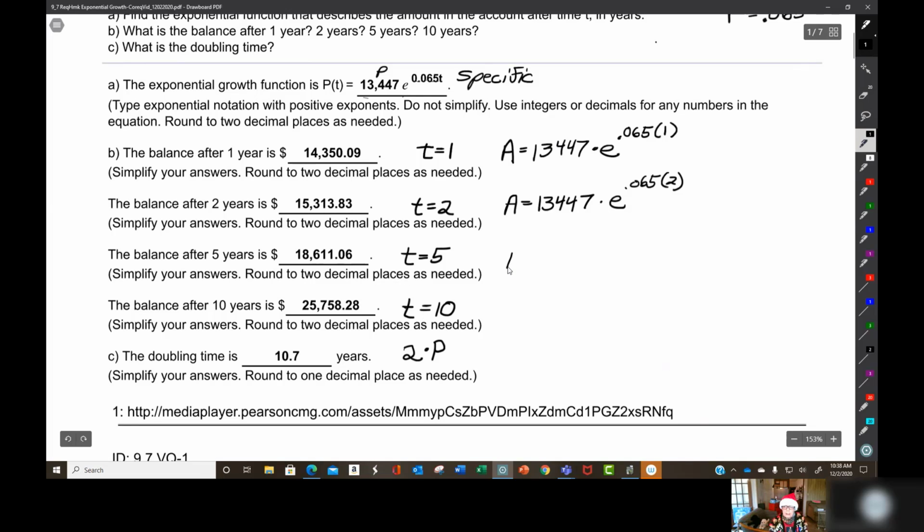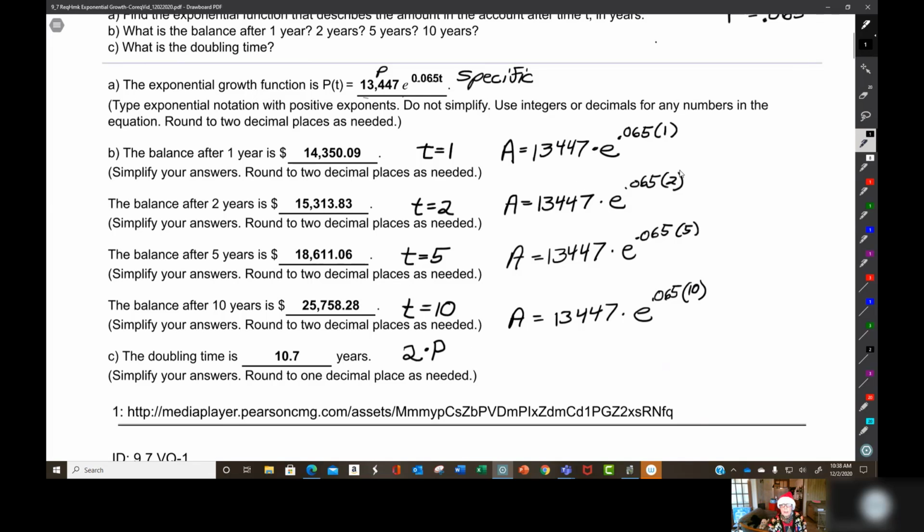Now for 5 years, we'll have A equals 13,447 times e to the 0.065 times 5. And for 10 years, A equals 13,447 times e to the 0.065 times 10. So we're just going to calculate these in the calculator and come out with an answer.